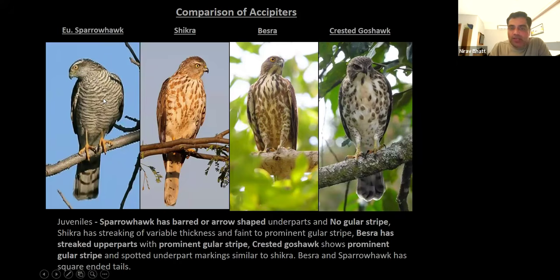Markings. Sparrowhawk, as discussed earlier, they have barrings, sometimes V-shaped markings. Shikra has vertical streakings or drop type of marking. Besra has vertical streakings with spotted, and Crested Goshawk is having spotted markings, which is less in comparison to the others. Now see the feet. These are very heavy feet of the Crested Goshawk. Fine tarsi of Besra. Shikra, it's not visible, but it's in between these two. And Sparrowhawk, once again, very fine tarsi. Okay. Is this getting clear?